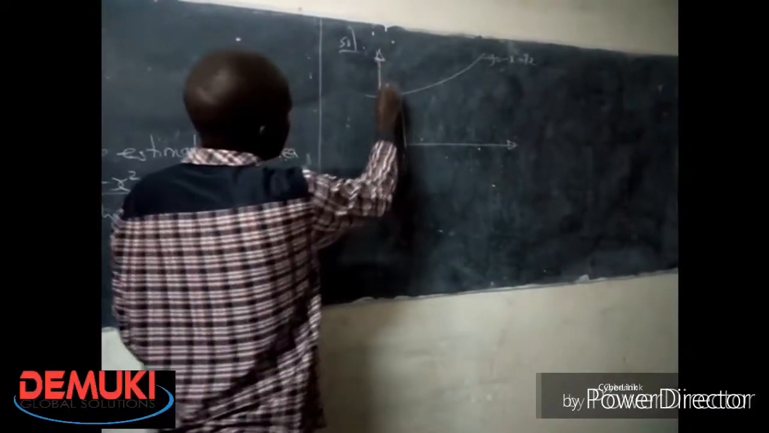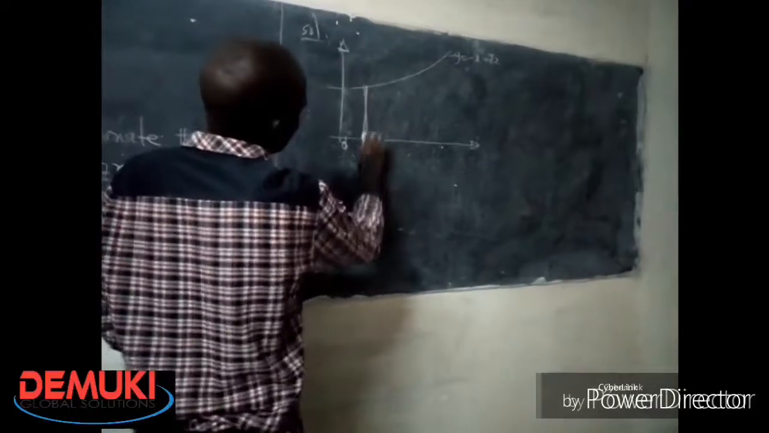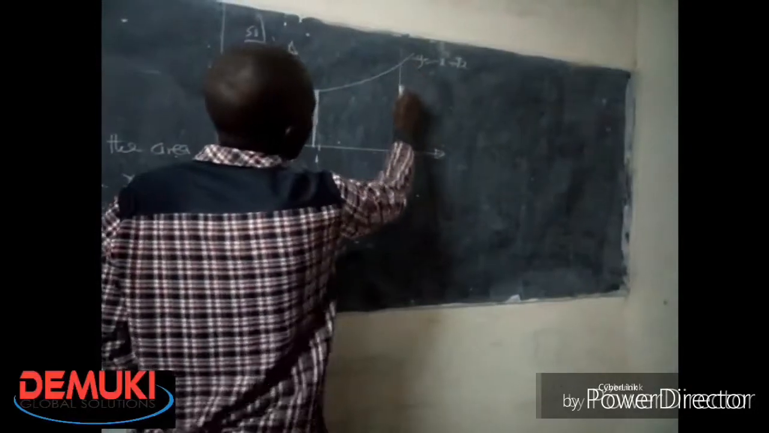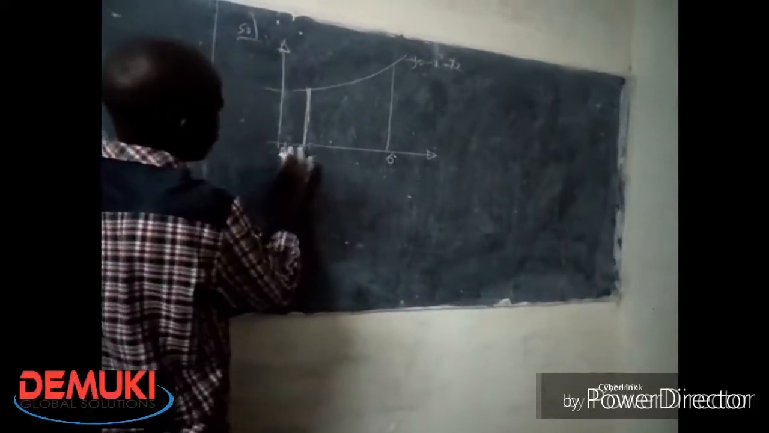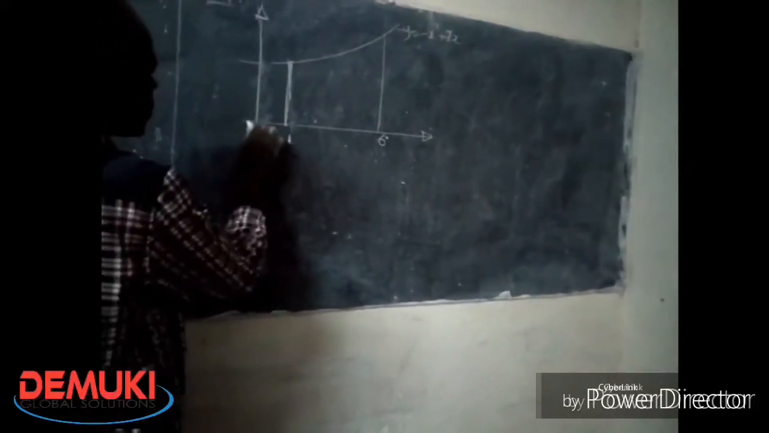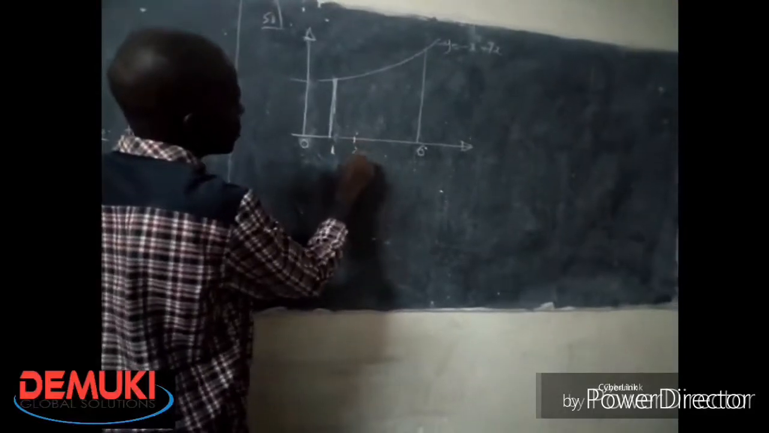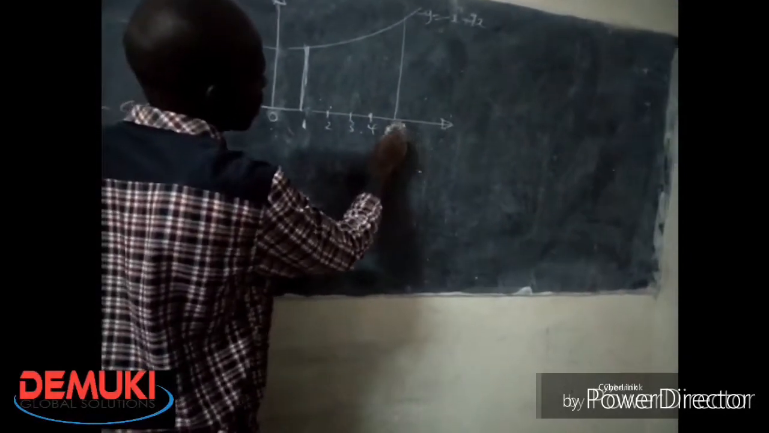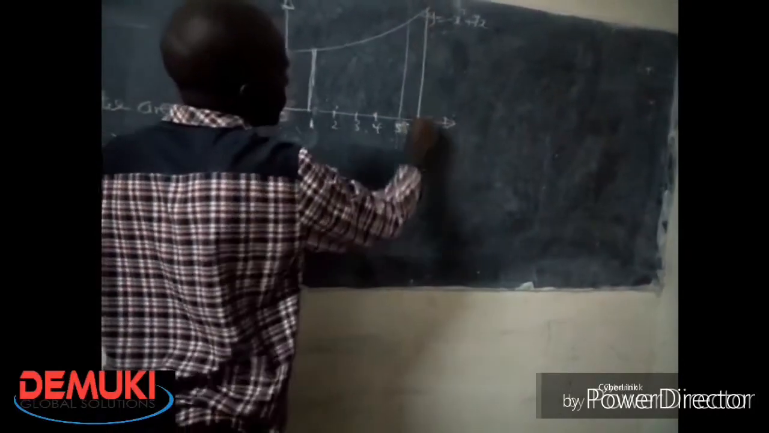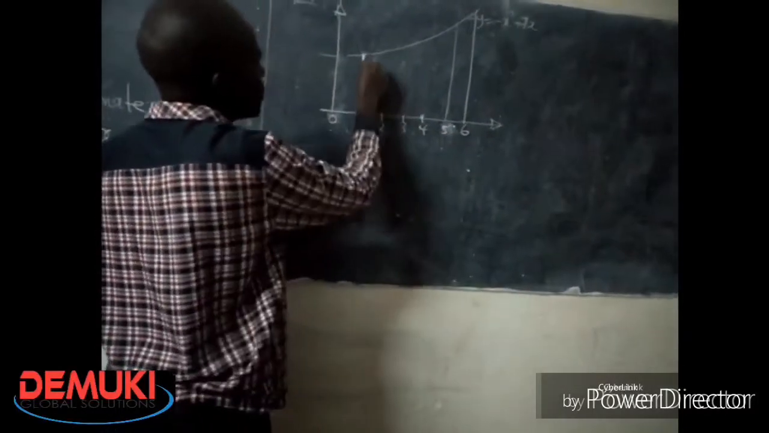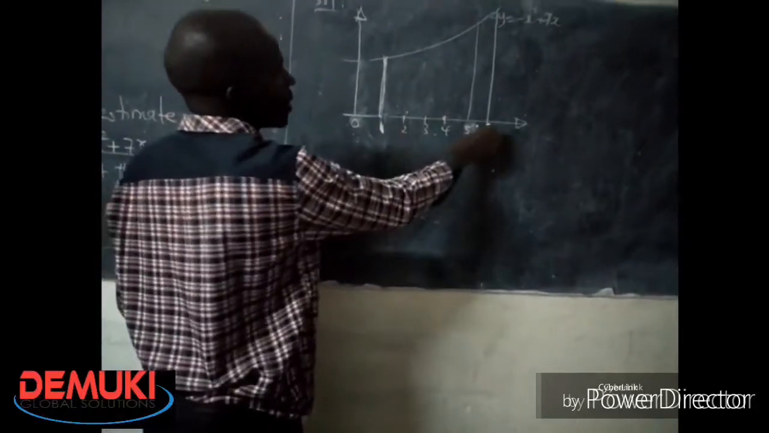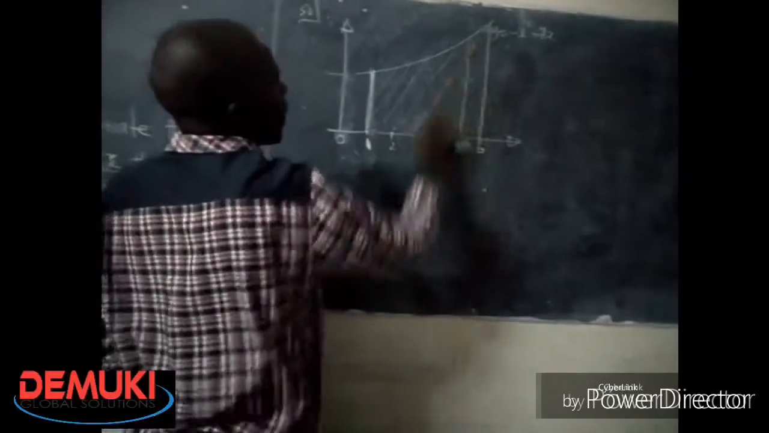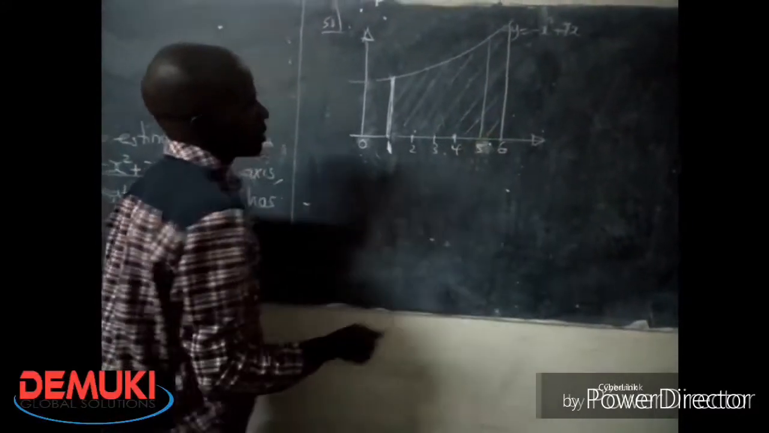from x equals 1 to, I think, x equals 6. That will mean this is 0, 1, possibly 2, 3, 4, 5, say something like 6. So between x equals 1 and x equals 6, this area is what I'm required to get.